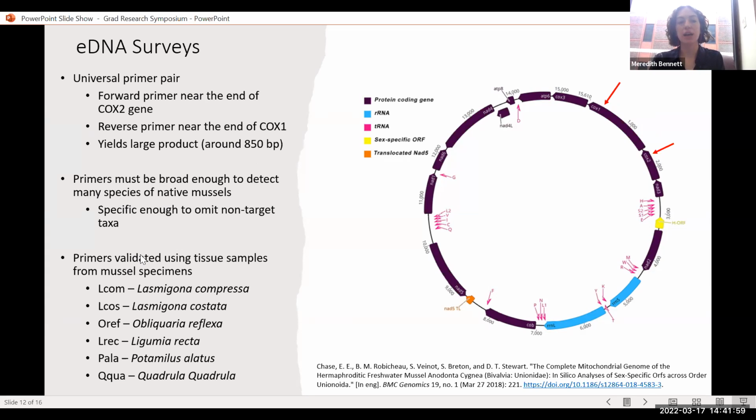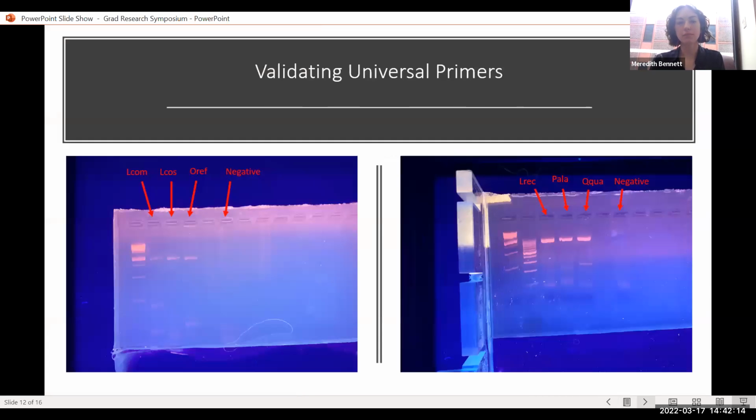And initially, we have to validate these large primers with tissue samples from mussel specimens we have. So we have 6 native mussels that we use their tissue DNA to make sure that the primers are working. And here are some preliminary results of that. These bands basically are showing the PCR products, the products of polymerase chain reactions, which is just making many copies of that segment of DNA we're targeting.